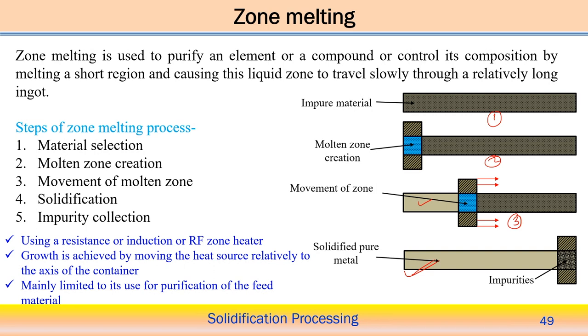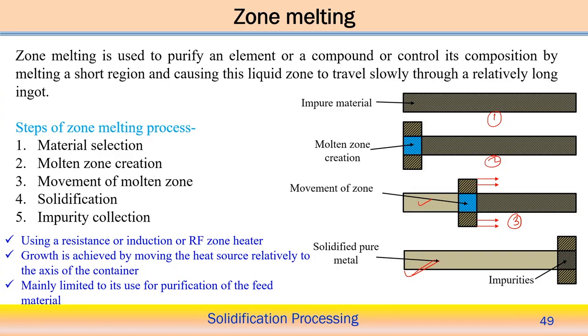Then the movement of the molten zone, that means the speed at which we move this heat source from one direction to the other, such that the solidification can follow equilibrium, non-equilibrium, or near equilibrium conditions. It depends on the way we are moving the molten zone in this particular process. Then of course, the solidification behavior of this particular alloy is also important.